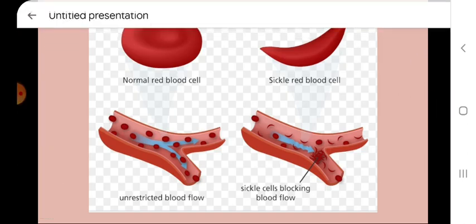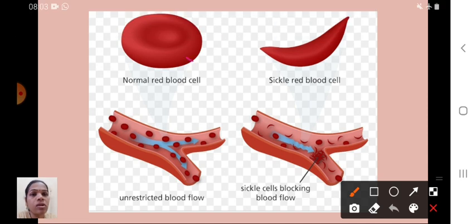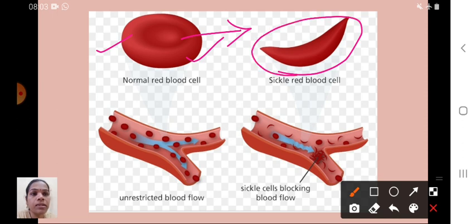Yes, this slide I have shown here. This is the normal red blood cells. The structure is a biconcave structure. Instead of this structure, a sickle cell anemic person has sickle shaped red blood cells. See here. So normally, children, this is a blood vessel. Here normally biconcave, yes, normal red blood cells.